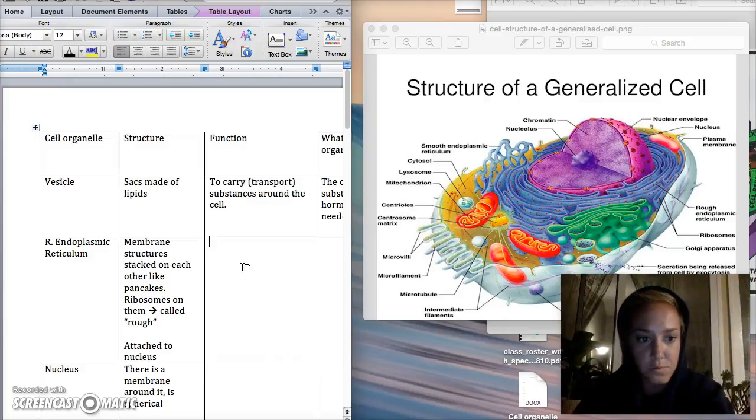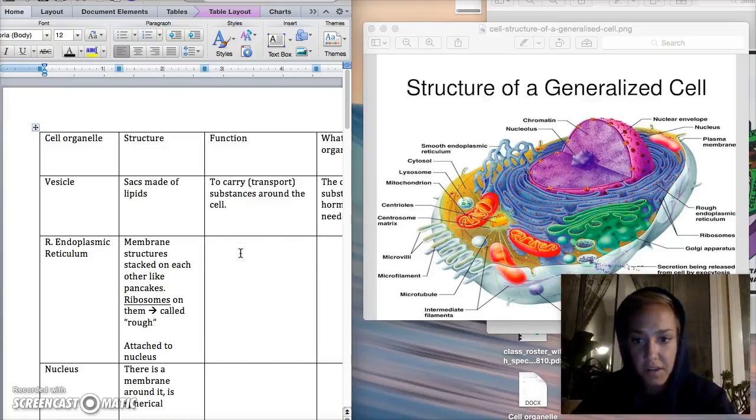The next one was rough endoplasmic reticulum. Okay, so for the structure, you want to have something about membrane structures and they're stacked on top of each other like pancakes. The reason why they're called rough is because they have these ribosomes. So that's how you can distinguish the different endoplasmic reticulums, is that one of them has ribosomes, so it's rough, bumpy because of the ribosomes, and the other one doesn't.